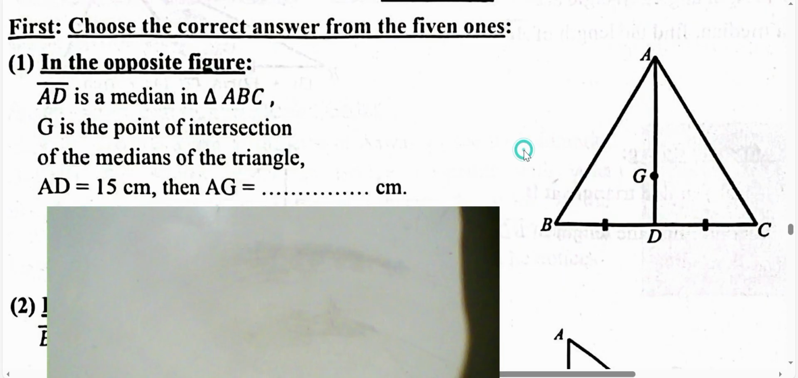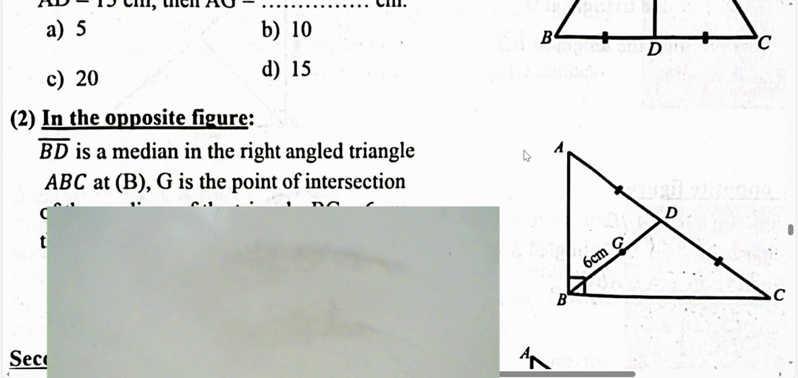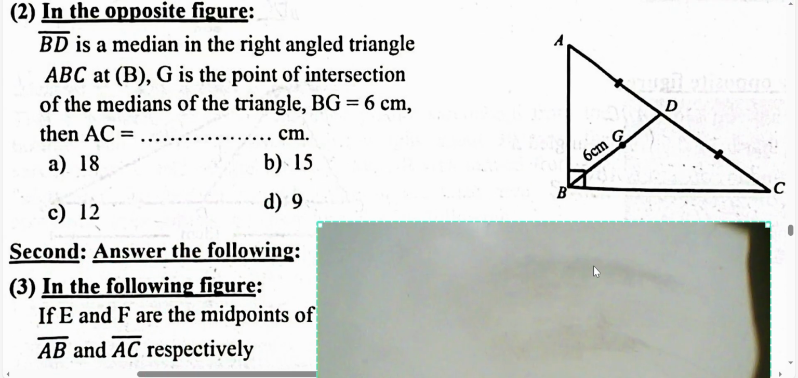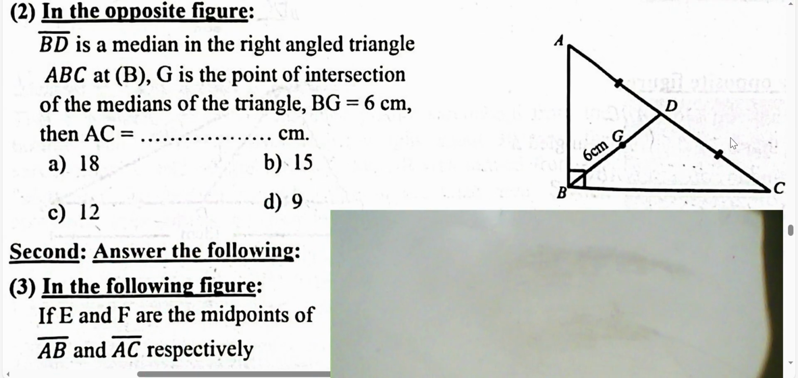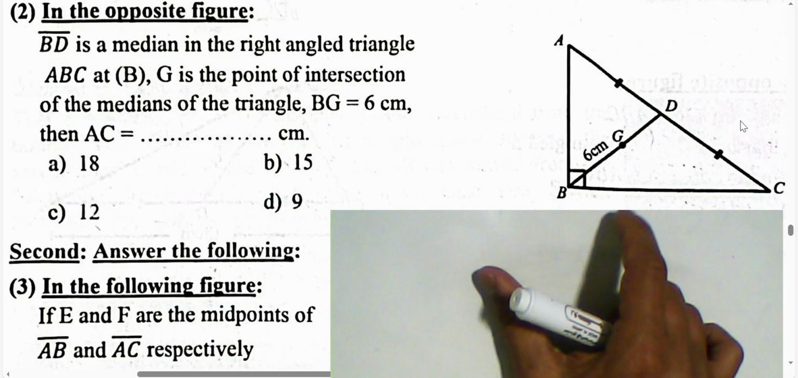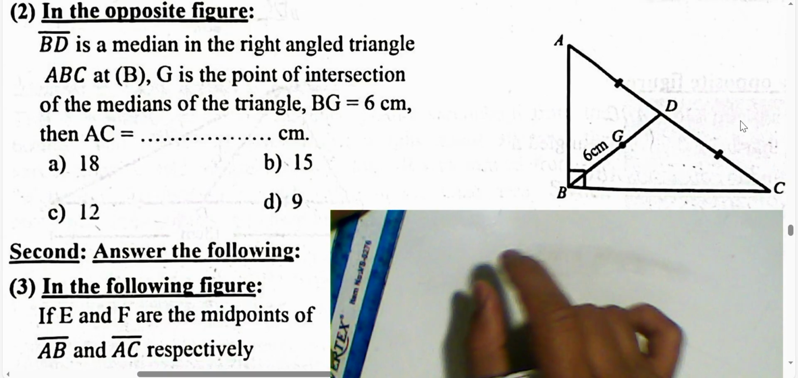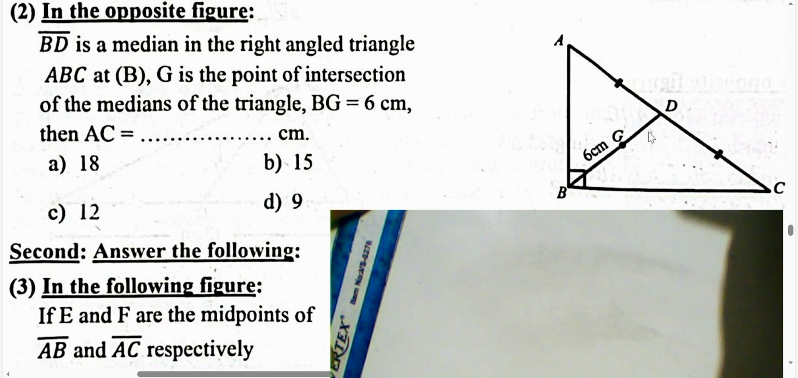Next question. We have a triangle, the opposite triangle. We want to find the length of AC. AC here is the hypotenuse, and BD is the median, the median which is drawn from the vertex of the right angle. Then the length of the median is half of the hypotenuse. Then AC is twice BD. But we don't have BD here. We can find the length of BD.